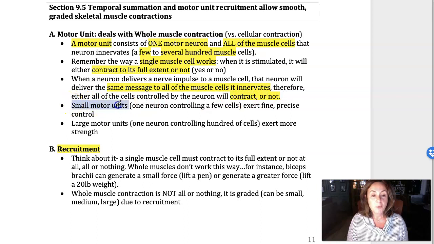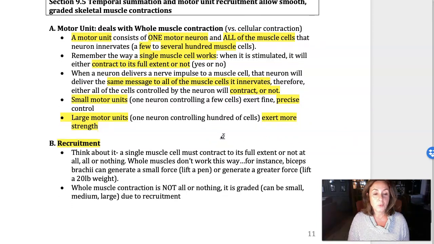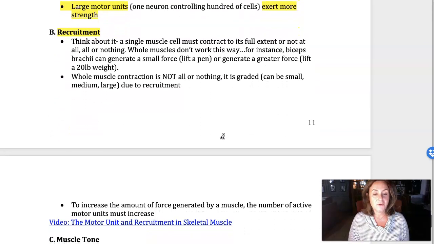When you have small motor units, like we were saying, you'll have very precise control because one neuron is controlling just a few cells. Compared to if you have a lot of cells in a motor unit, then you're going to get more strength, right? And not as precise fine control. So the way that we're getting the weak contraction or medium contraction or small contraction, like I said, is recruitment.